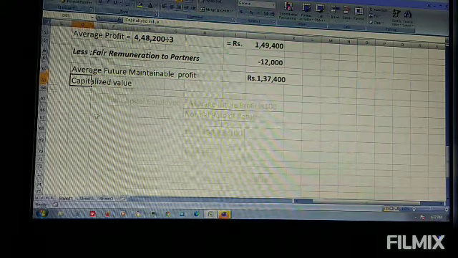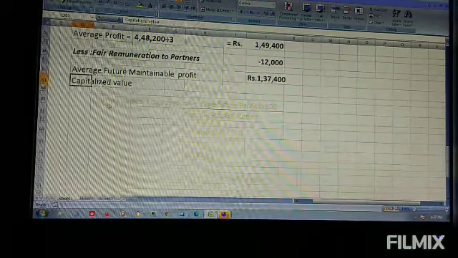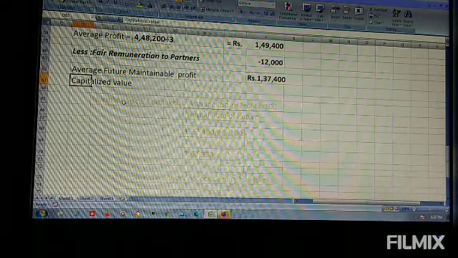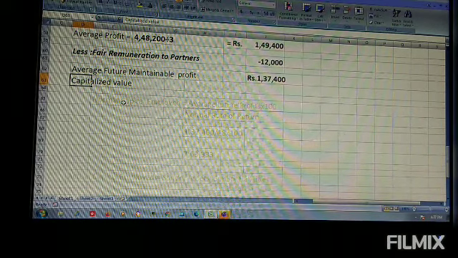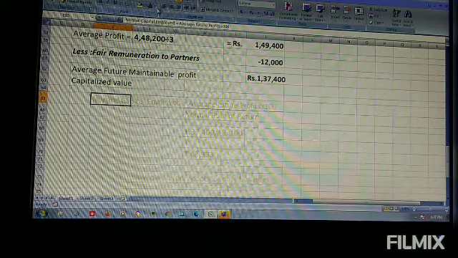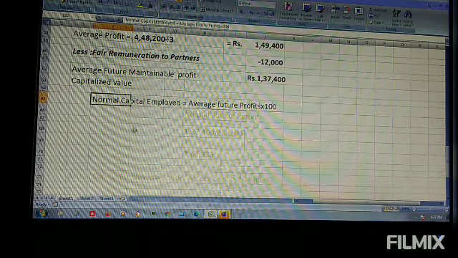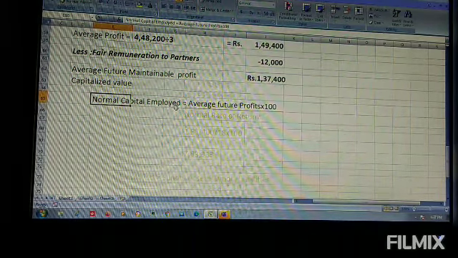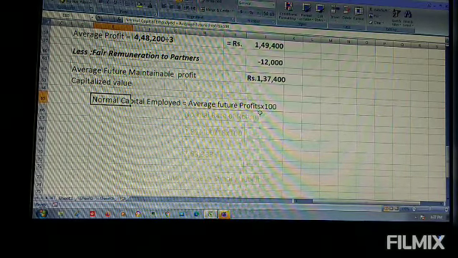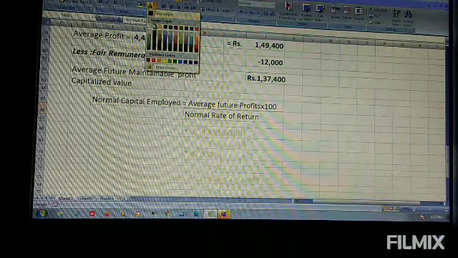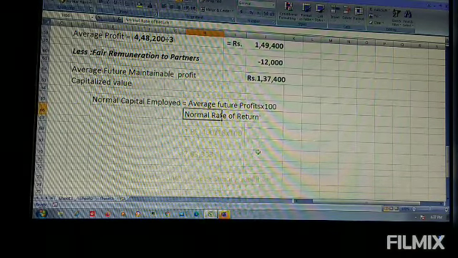So, capitalized value. For that formula we will write average future profits divided by normal rate of return into 100. Capital employed equals average future profits into 100 divided by normal rate of return. Normal rate of return, how much is it?